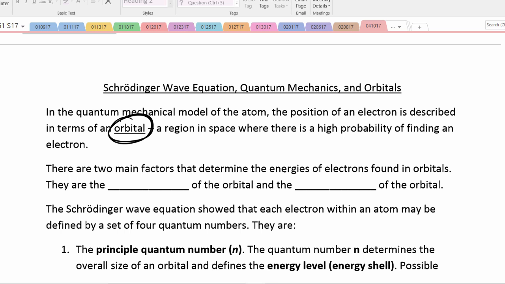So remember when we talked about the wood block off the ground, the further that wood block is off the ground, the more potential energy that it has. And so we look at it in terms of potential energy, not kinetic energy. All right? So the larger they are. So the first space we'd say is that there's 2 main factors that determine the energies of the electrons found in the orbital. One of them is the size of the orbital.